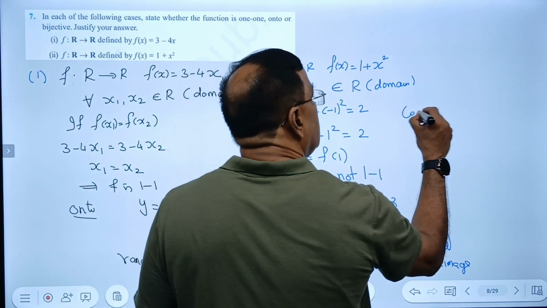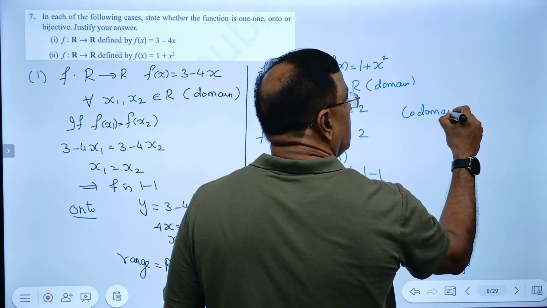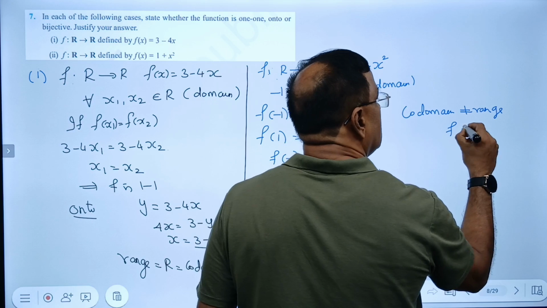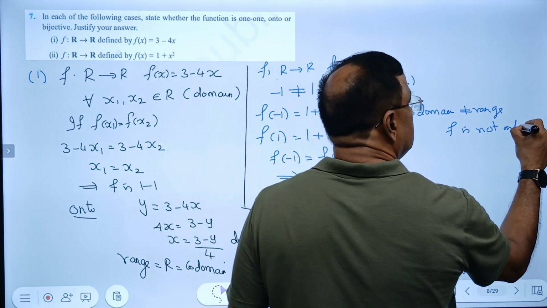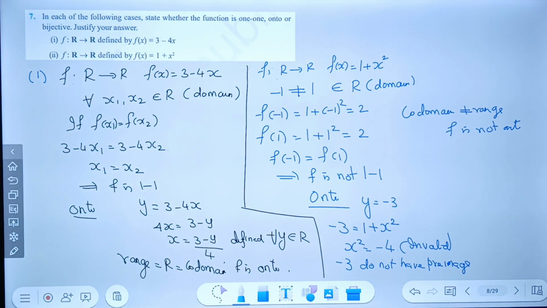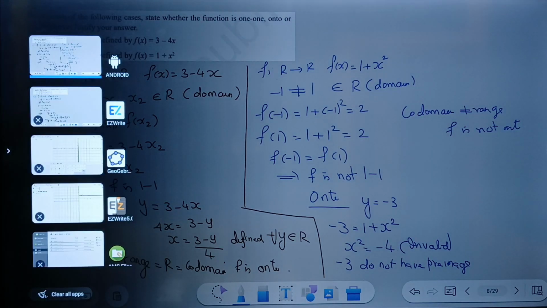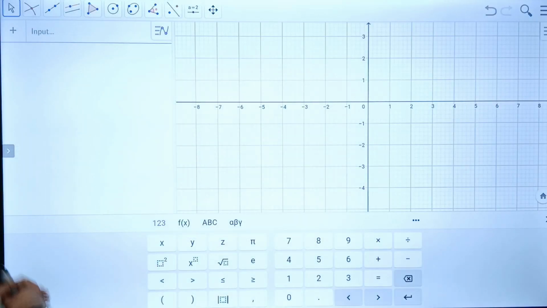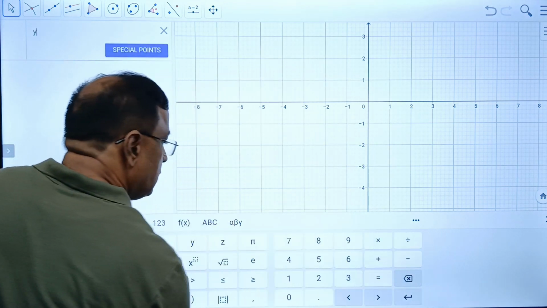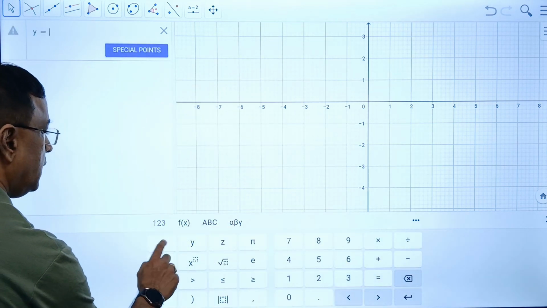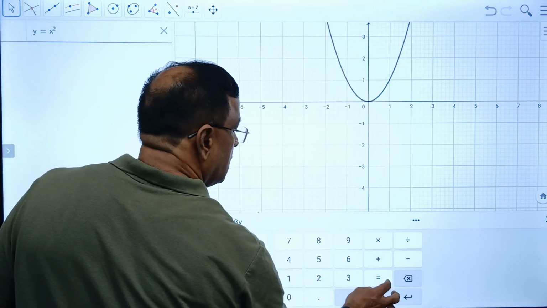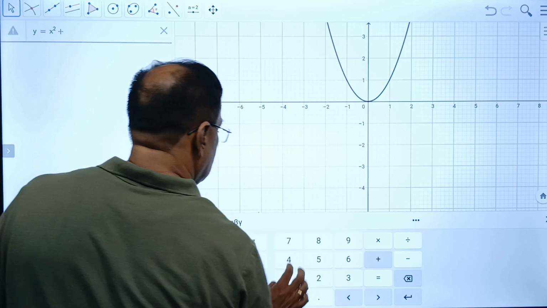Therefore, codomain is not equal to range. Therefore, f is not onto. Simple, isn't it? f is not onto. You just have a look at it graphically, so that will give you a better understanding of what you are doing. Let us say y equal to x square plus 1, right?